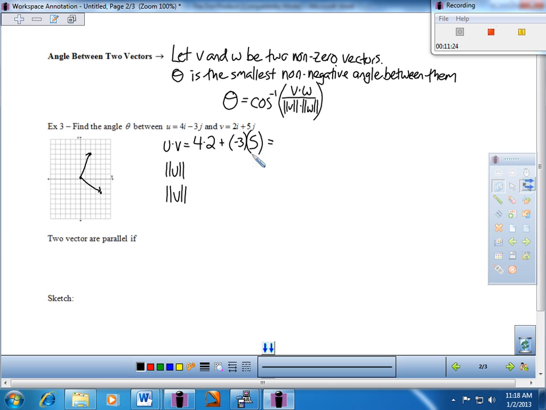And in this case, let's see what we end up getting. I have an 8 and a negative 15. I'm getting negative 7 as an answer. All right, so I hope everyone's okay with that. Dot product: multiply the A's, multiply the B's, and combine them together with addition.